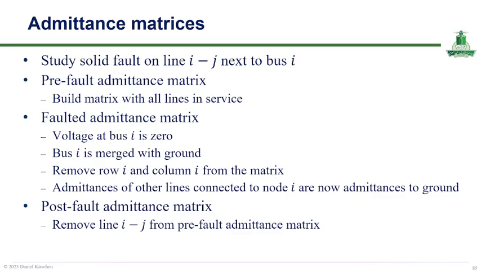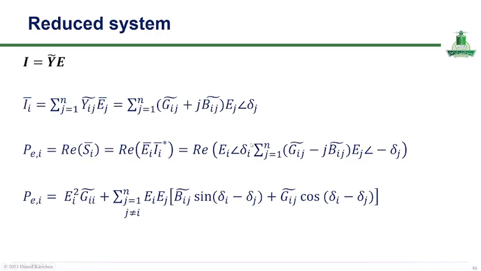After the fault is cleared, the post-fault admittance matrix can be formed by removing the faulted line i to j from the original network. So these matrices are essential for analyzing system dynamics before, during, and after faults.